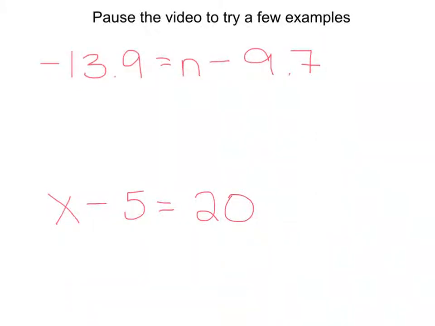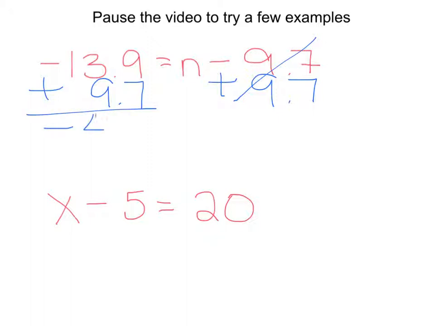Pause the video to try a few examples. For the first example, you have negative 13.9 equals n minus 9.7. You want to make sure that you add 9.7 to both sides. So we add, pay attention to your signs. This one would be negative 4.2 equals n.